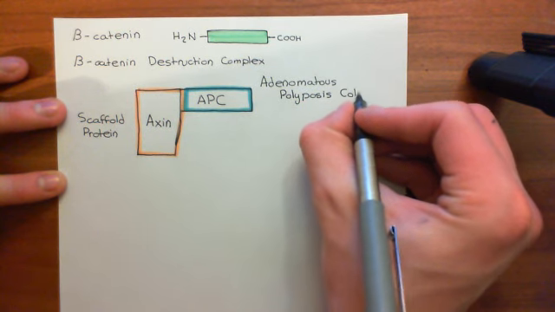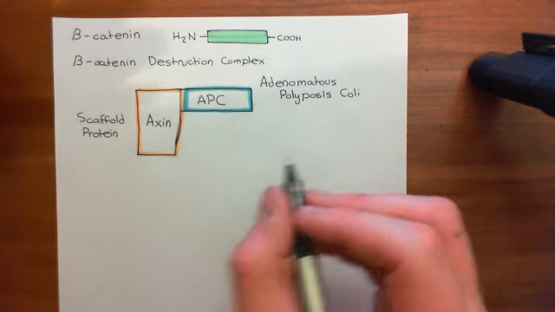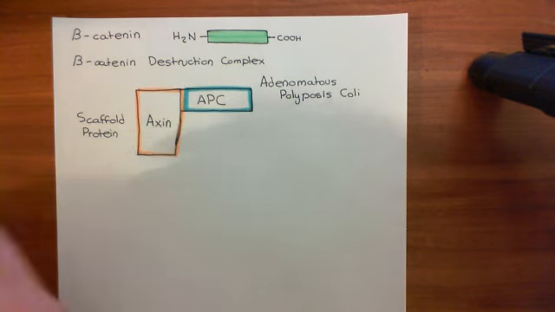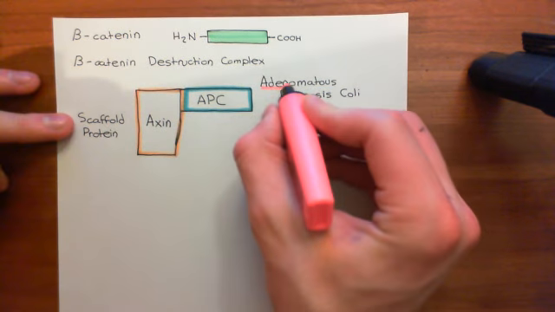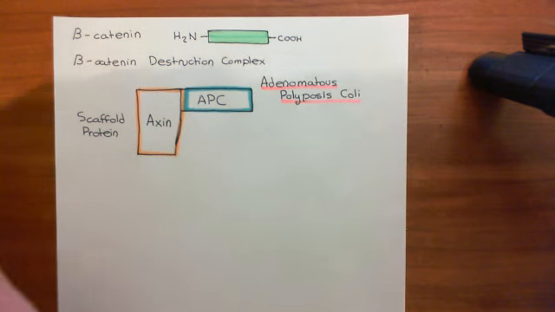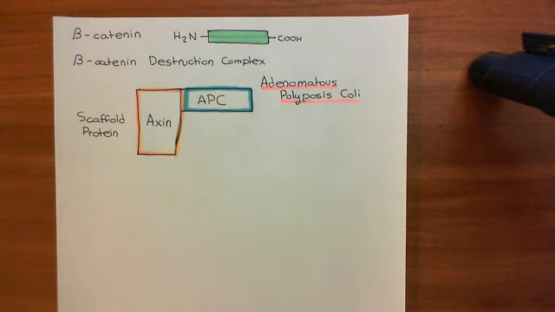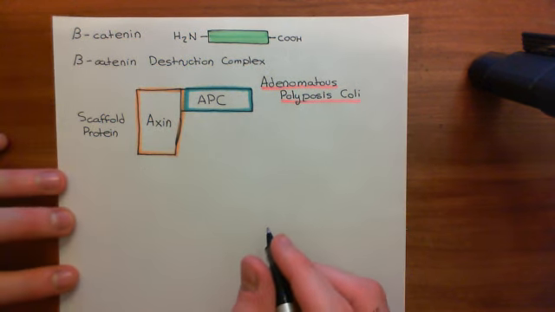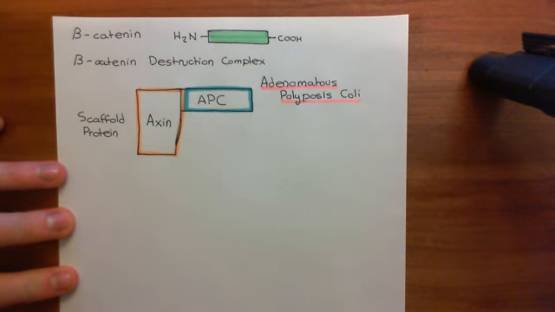So the A is for adenomatous, the P is for polyposis, and the C is for coli. This is the full name for APC. APC is another scaffold protein, so it's just a protein which binds to other proteins and holds them together. What else is going to bind on here?